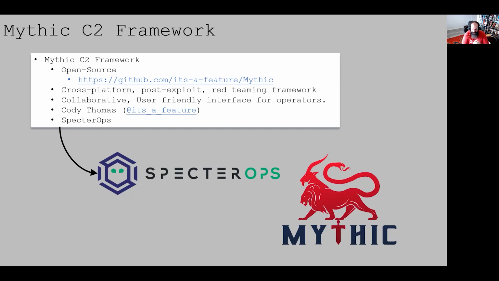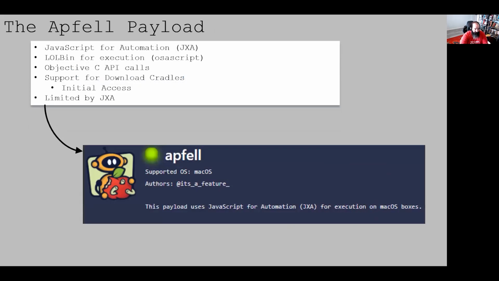There's two Mac OS payloads. There's Poseidon, which does Objective-C calls, but is written in Golang. That one is created by my colleague, Chris Ross, as well. And then, of course, there's the eval payload, and that's the one that we'll talk about a little bit more in this talk.